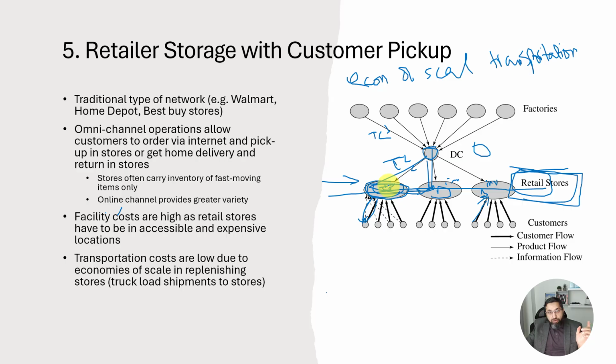Number 5, transportation is the only thing that's efficient. Inventory and facility costs are through the roof. Number 1, inventory and facility costs are efficient. Transportation is through the roof because you're shipping these small packages very, very long distances. Okay, so number 5 and number 1 are like the opposites.